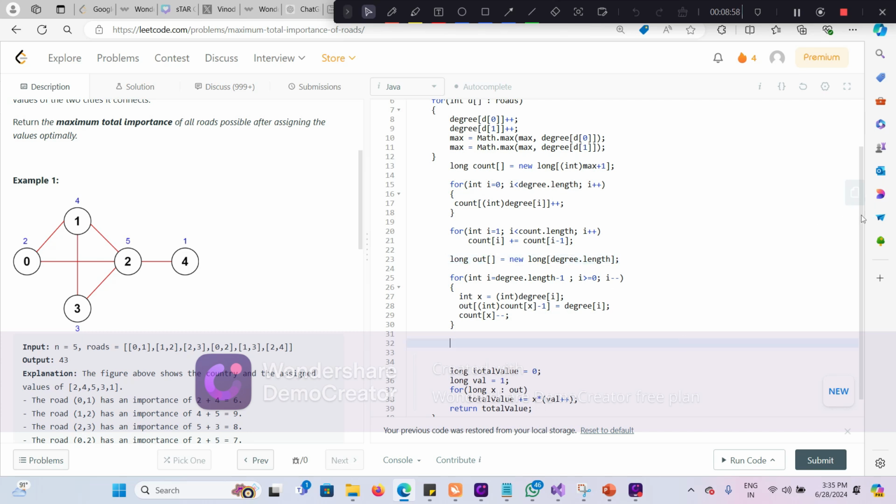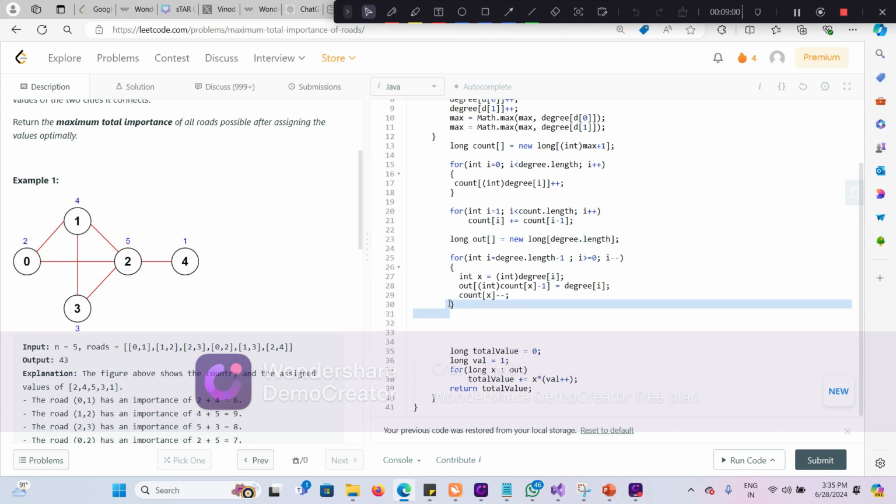Now what I am doing here is just like count sorting. Those who still want to understand count sorting, please go to my description box. There is a link which explains everything clearly about count sorting. For now, you can consider this logic as count sorting, where we are placing the values in this output array accordingly. So now our output would have the sorted degree values.